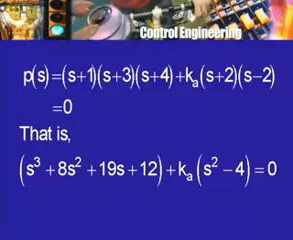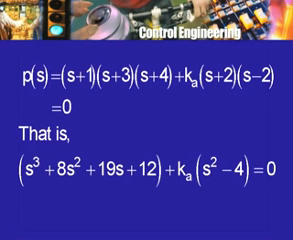Now you can see what is going to happen. There are terms like this s squared and there is this constant. When I put s equal to j omega, they will become purely real. On the other hand, there are terms like this s and this s cube. So when I put s equal to j omega, they will become purely imaginary. And so the left hand side can be written as one purely real expression plus another purely imaginary expression equal to 0. Let me do that.